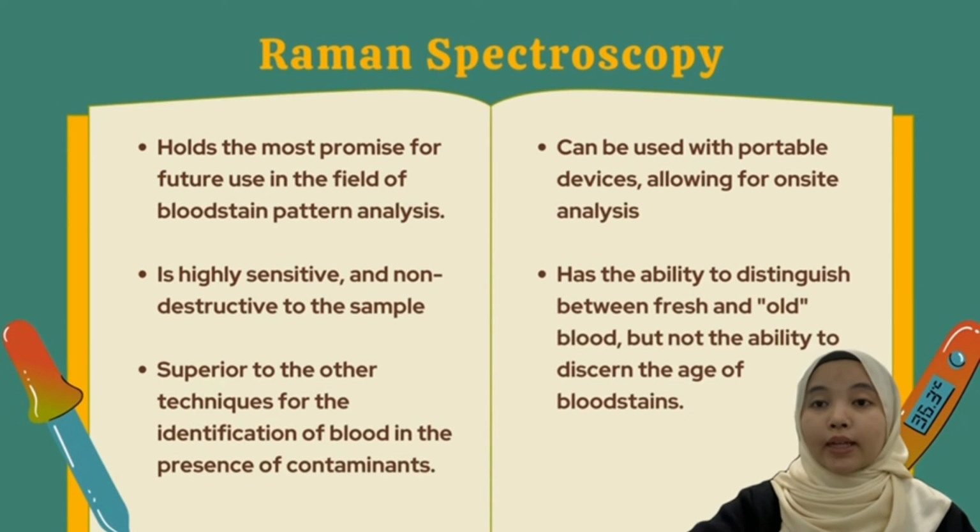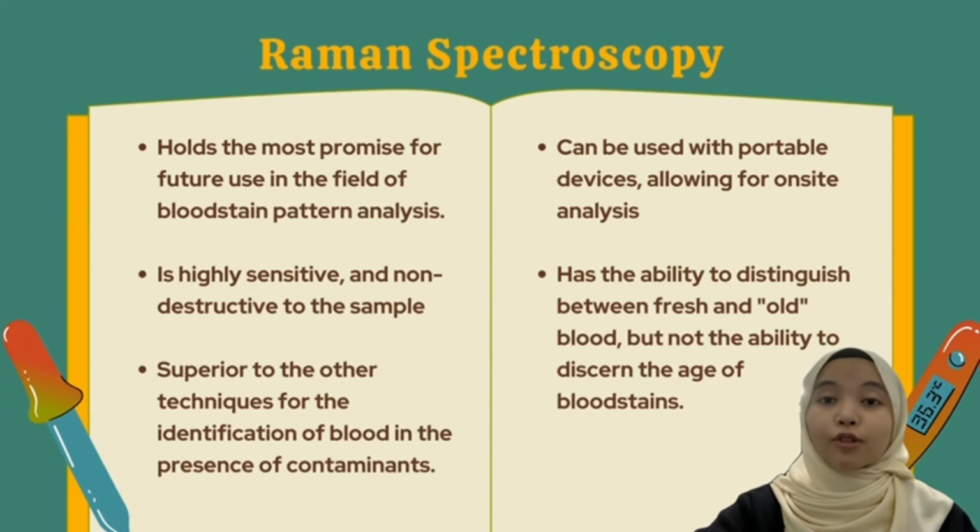Next, I will be explaining various spectroscopy techniques with their studies, functions, advantages, and limitations. Raman spectroscopy holds the most promise for future use in the field of bloodstain pattern analysis. This method is highly sensitive and non-destructive to the sample. Raman spectroscopy is superior to the other techniques for the identification of blood in the presence of contaminants. This method can also be used with portable devices, allowing for on-site analysis, which increases the overall efficiency of evidence examination.